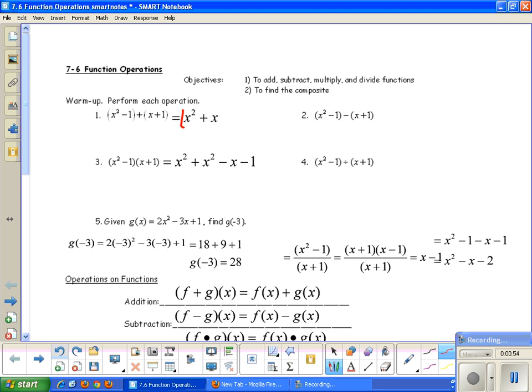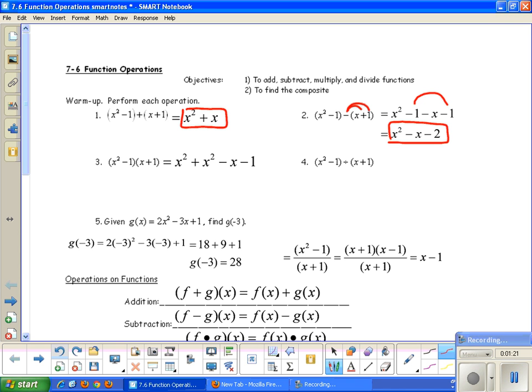Then for number 2, I have to distribute this negative sign here in order to simplify this problem. So when I distribute, I end up with x squared minus 1 minus x minus 1. I have like terms. My like terms are the negative 1 and negative 1, which when we combine that together, we get negative 2. So x squared minus x minus 2 would be the simplified answer.